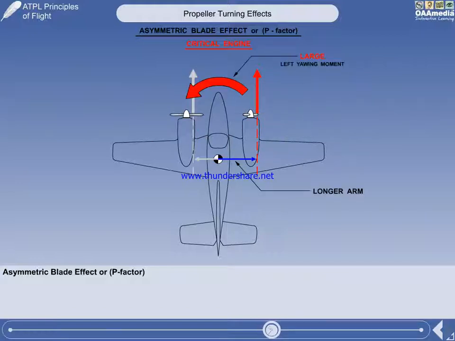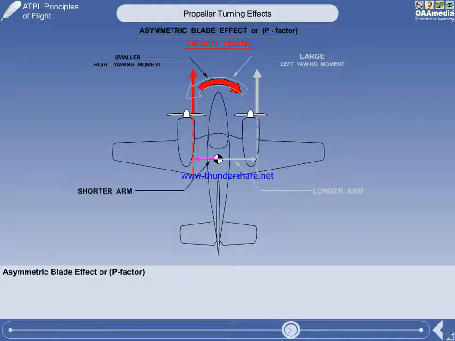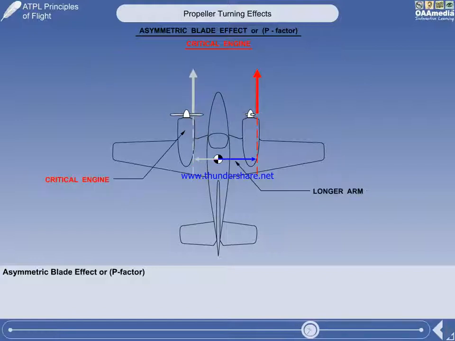If the left engine fails, the thrust from the right engine is acting through a longer arm to the CG and generates a large yawing moment to the left. But if the right engine fails, the thrust from the left engine is acting through a shorter arm to the CG and generates a smaller yawing moment to the right. So if the left engine fails, the pilot must use the rudder to compensate for a larger yawing moment than if the right engine fails.